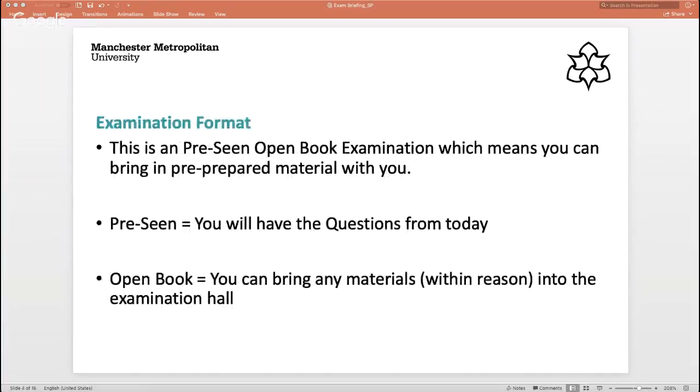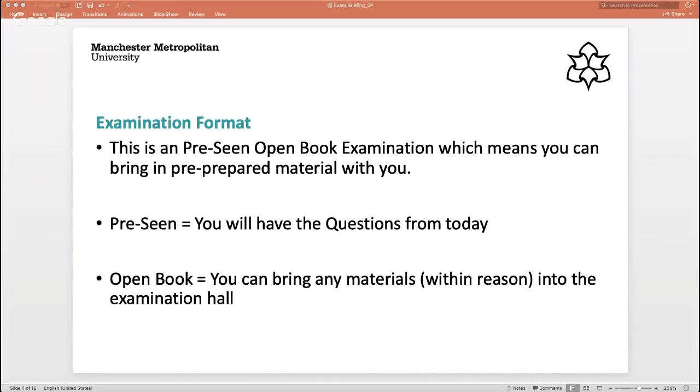So as with each of your exams on the different modules, we have a specific format for this. And what you need to be aware of is this is a pre-seen open book examination, which means that you are going to see the questions from today. If you go on Moodle, you will be able to see the exam paper. And the only thing that's going to change on that exam paper is that at the moment it says it's to be confirmed for the exam room, but that's going to change to the exact exam time and place. So apart from that, that is what your exam paper is going to look like on the day of the exam.